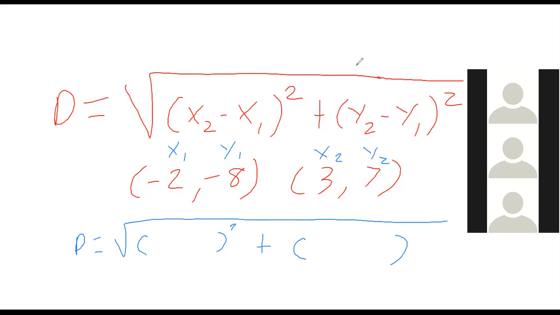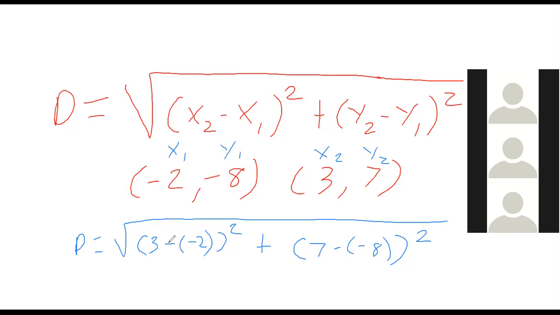So what goes in the first set of parentheses? 3 and -2, so we should do 3 minus... No, 3 minus negative, 3 minus -2. Okay. And then on the other side, what would we have? 7 minus -8. And this is also squared. Okay. So now that we have that, let's go ahead and solve it.